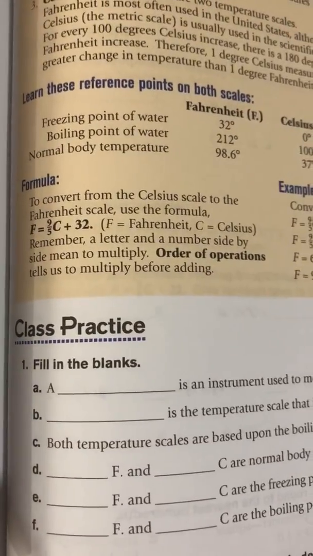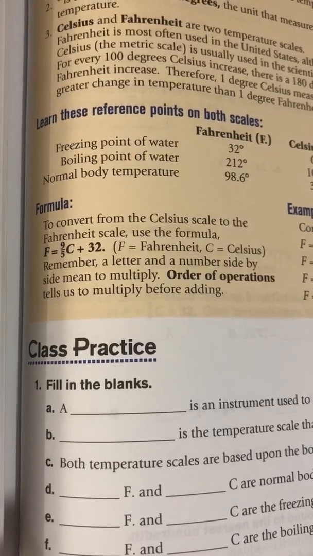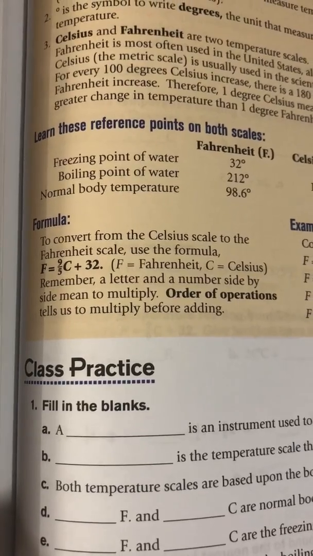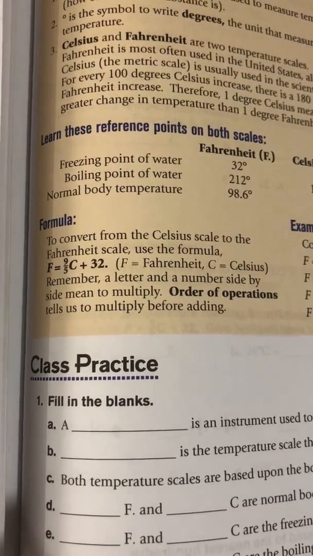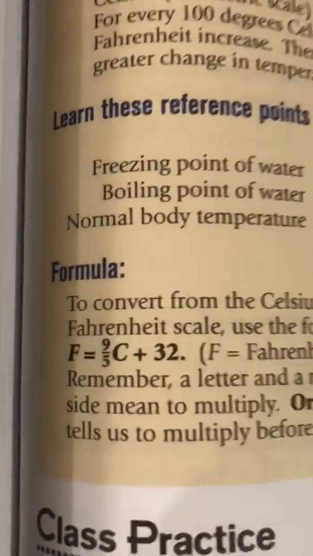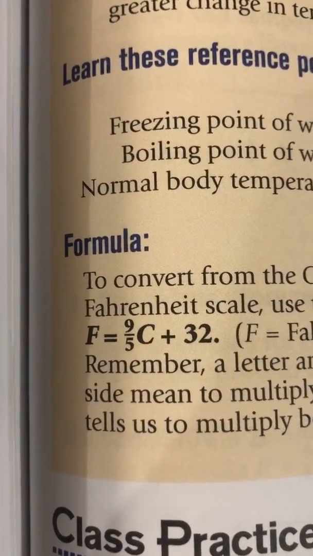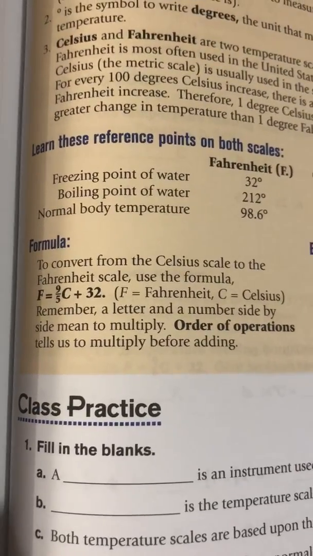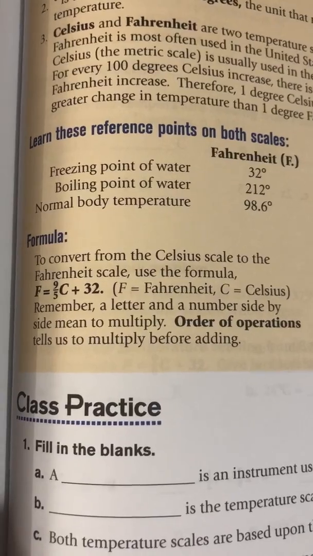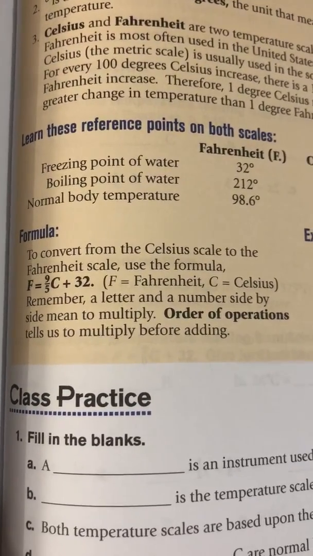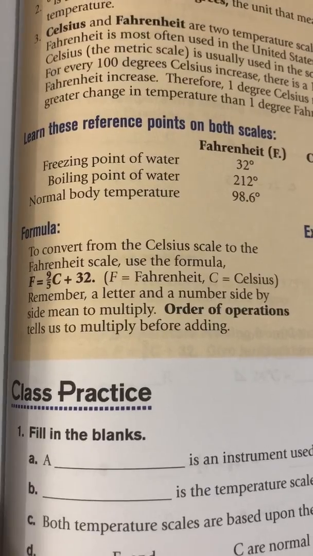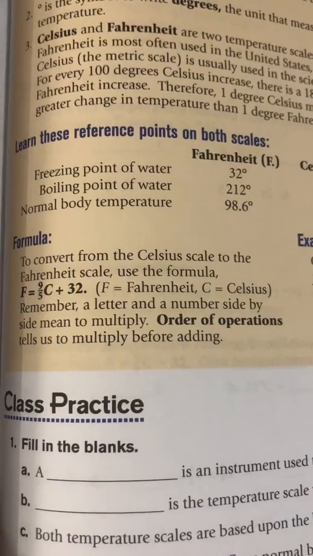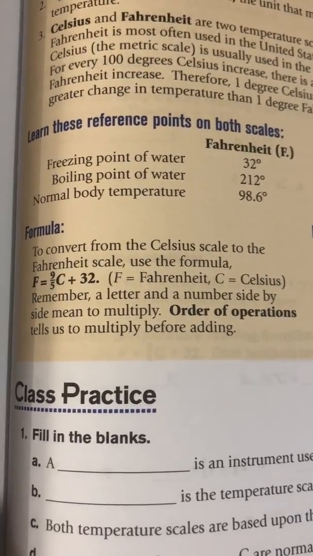So they give you a formula to convert or change it from Celsius to Fahrenheit. Fahrenheit equals 9/5 Celsius plus 32. Now if you'll remember, when they're side by side like that, that means multiply. Remember, a letter and a number, I just told you that. I should have read ahead. Order of operations tells us to multiply before adding. So if you remember your order of operations that Miss Claire taught you, PEMDAS, it's parentheses, exponents, multiply and divide, add and subtract. So we're going to multiply first.